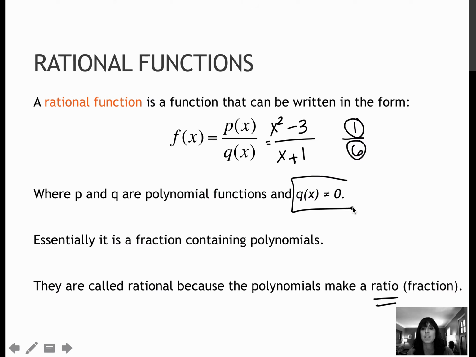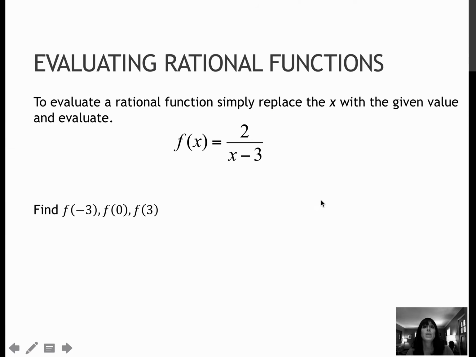It is important for us to understand that the denominator cannot equal 0, and so of course we'll talk about that in just a little bit when we talk about restricting the domain. When we evaluate a rational function, what we're doing is simply replacing the x with the value that they give us, just like we have before with polynomial functions.